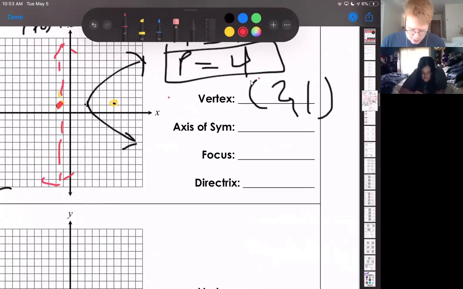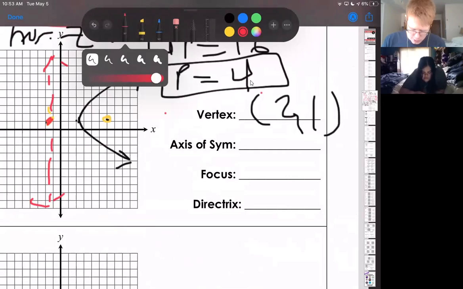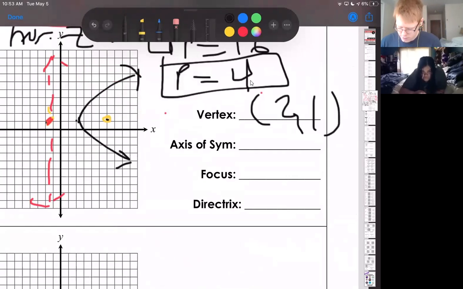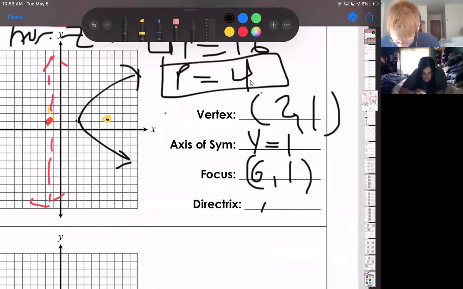So if we write down our info, the axis of symmetry would be y equals 1. Our focus point, if you look at your graph or just count, was 6, 1, and our directrix would be x equals -2.